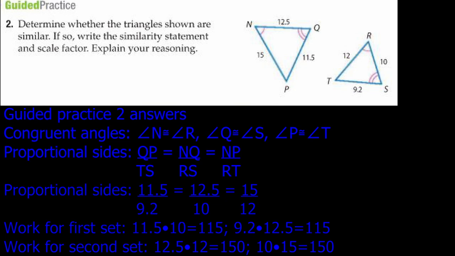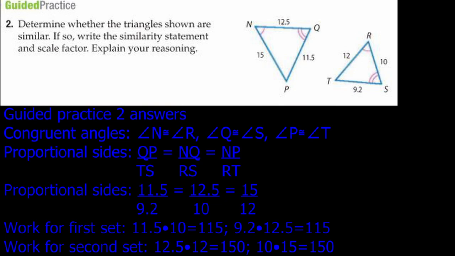You can't skip back and forth from the larger to the smaller. Okay? Then you make these proportional sides. And the easiest way to make these proportional sides when you don't have the similarity statement already written is find the smallest side from the biggest figure. QP is the smallest side from the biggest figure. That goes on top. Then on bottom, put the smallest side from the smallest figure.